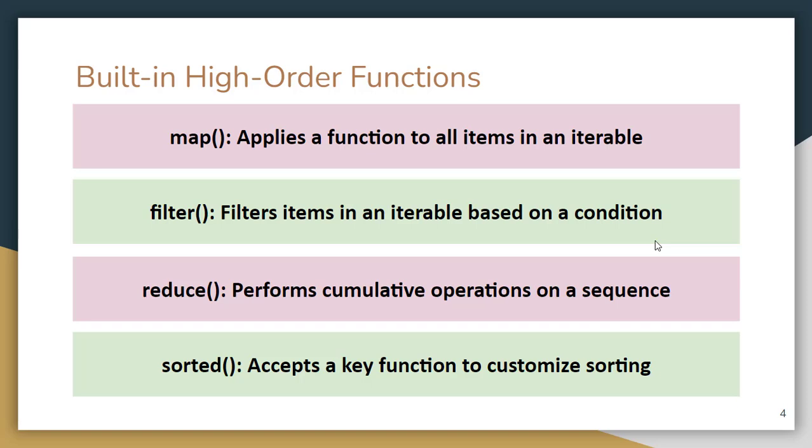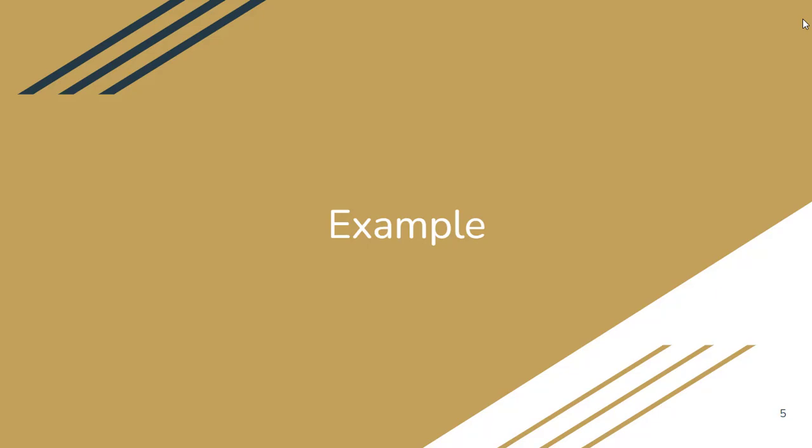Built-in higher-order functions. There are some built-in higher-order functions like map, filter, reduce and sorted. The map function applies a function to all items in an iterable. The filter function is used to filter items in an iterable based on a condition. The reduce function is used to perform a cumulative operation on a sequence. The sorted function accepts a key function to customize sorting. Let's start with some examples.